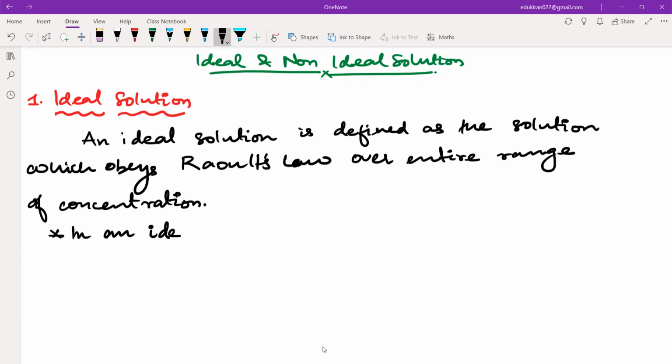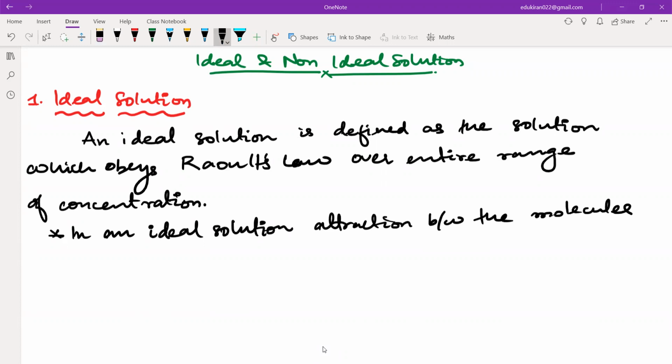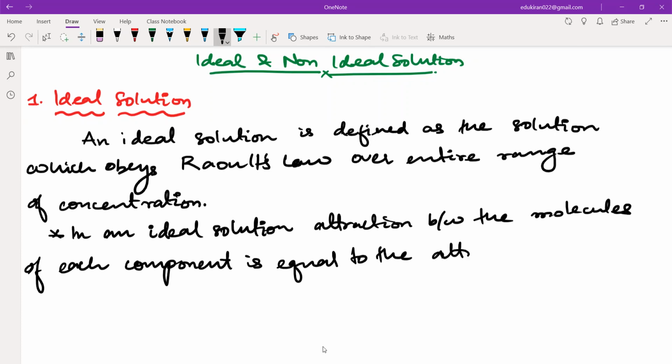In an ideal solution, the attraction between the molecules of each component is equal to the attraction after mixing. Okay, it is equal to attraction after mixing.